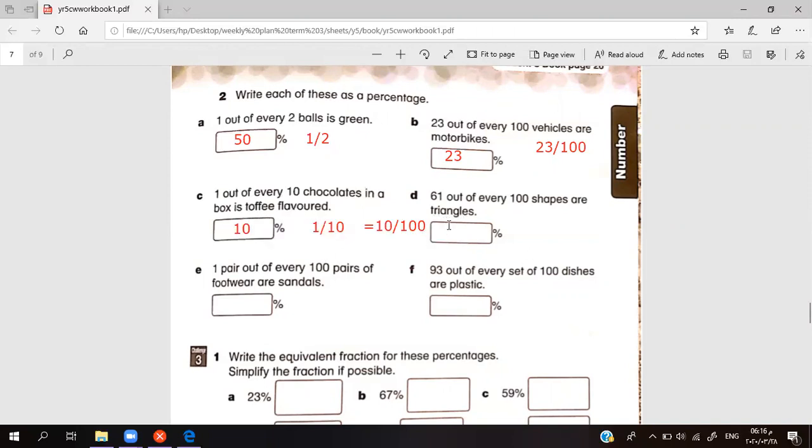Number D. 61 out of every 100 shapes are triangles. So 61 out of 100 are triangles, so the percentage of the triangles is 61. Please pause me and answer E and F quickly, and then unpause me to listen to how we do it.